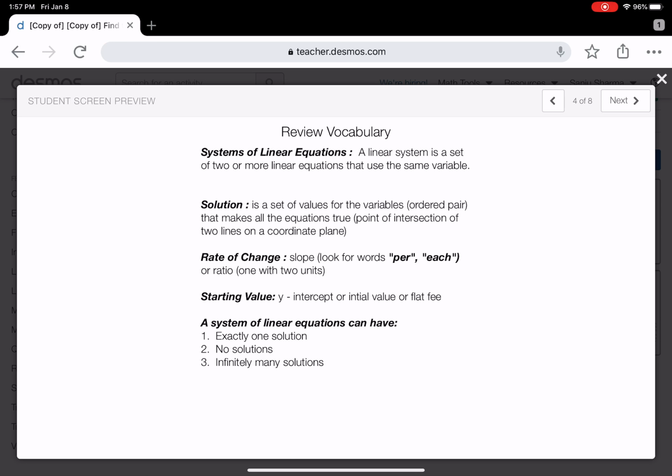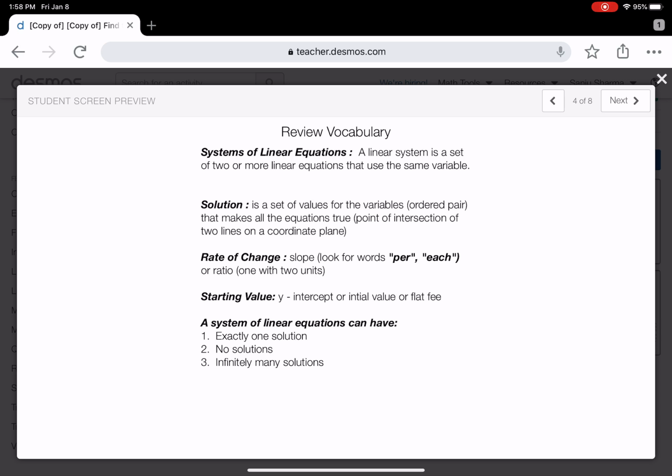Vocab: systems of linear equations. A linear system is a set of two or more linear equations that use the same variables. A solution is a set of values for the variables, that is the ordered pair, that makes all the equations true. The point of intersection of two lines on a coordinate plane. Rate of change is the slope.